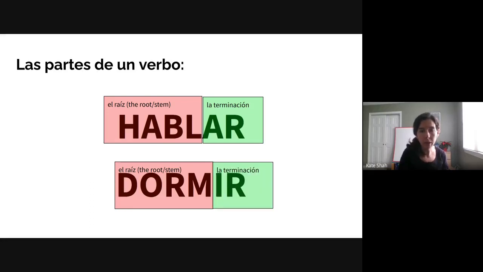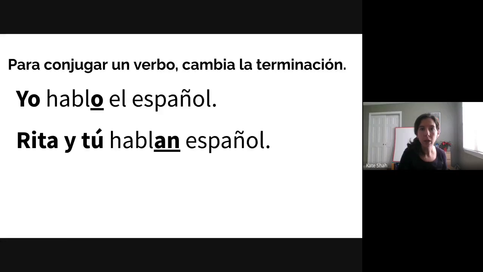You already know that to conjugate a verb, you change the ending of the verb. That reflects who is doing the action. So to go back to our example of hablar, we have yo hablo el español. Rita y tú hablan el español. You have to change that ending.